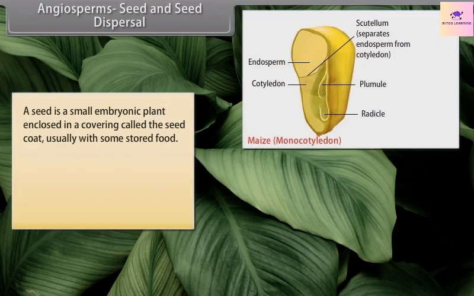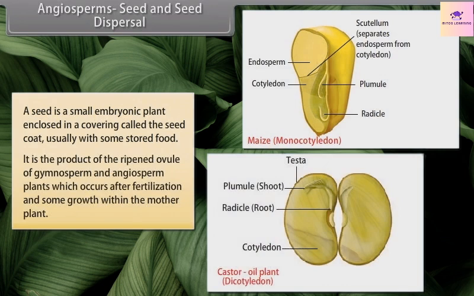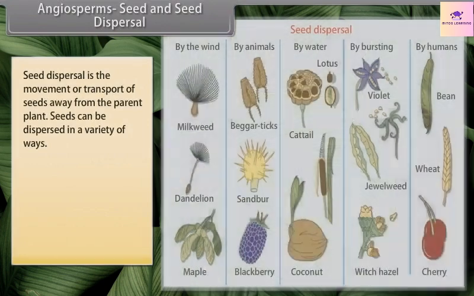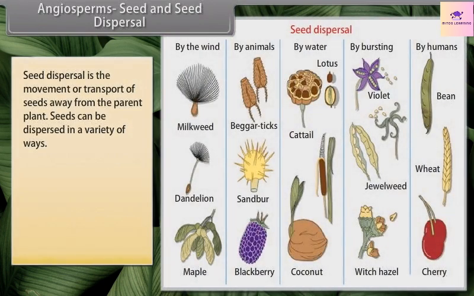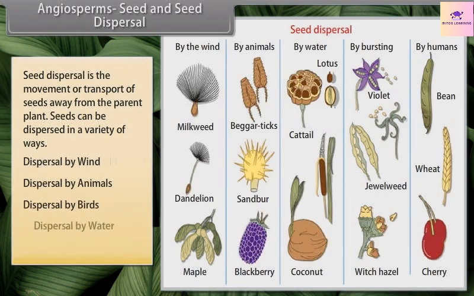Angiosperms, seed and seed dispersal. A seed is a small embryonic plant enclosed in a covering called seed coat, usually with some stored food. It is the product of the ripened ovule of gymnosperm and angiosperm plants, which occurs after fertilization and some growth within the mother plant. Seed dispersal is the movement or transport of seeds away from the parent plant. Seeds can be dispersed in a variety of ways: dispersal by wind, dispersal by animals, dispersal by birds, dispersal by water, dispersal by man.